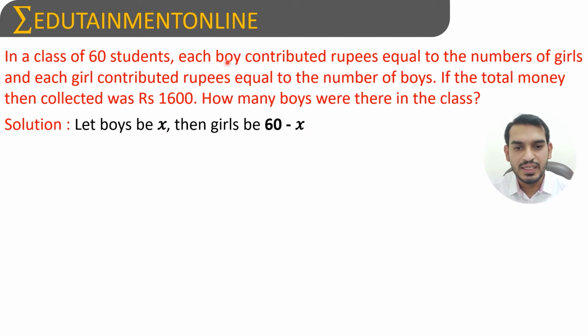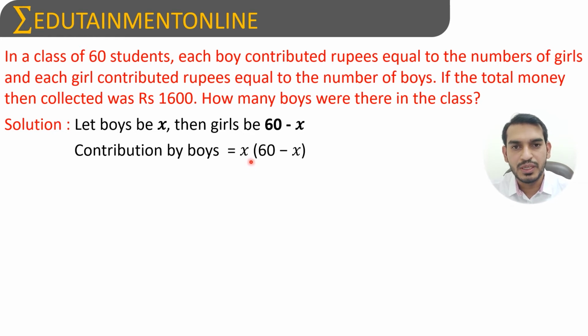Now it is given that each boy contributed rupees equal to the number of girls. So the contribution is equal to the number of boys times the contribution by each boy. So the number of boys is x and the contribution by each boy is equal to the number of girls, which is 60 minus x. Now if we multiply here, x into 60 is 60x and x into minus x is minus x square. So the contribution by boys is 60x minus x square.